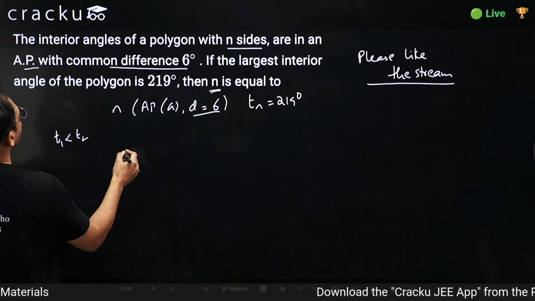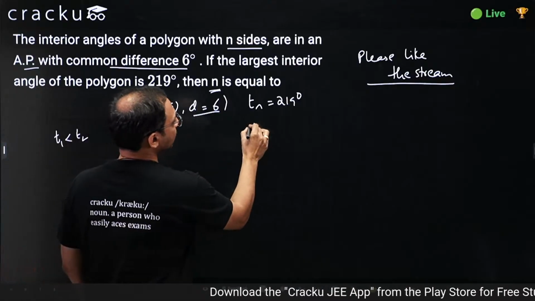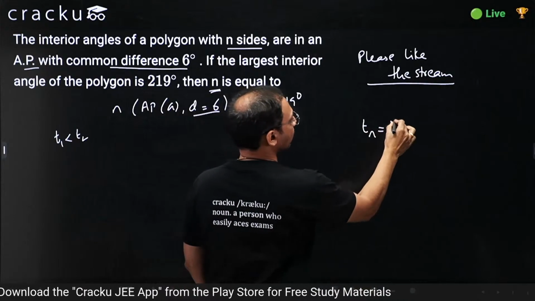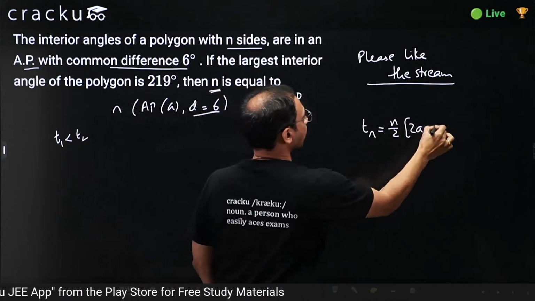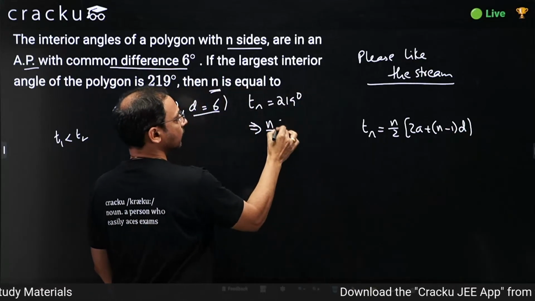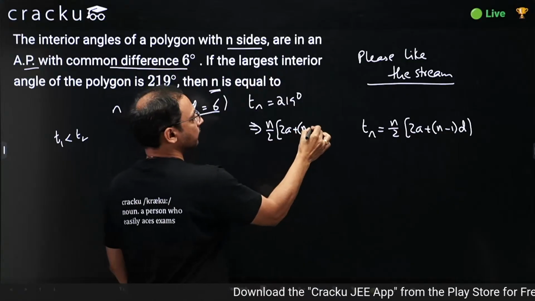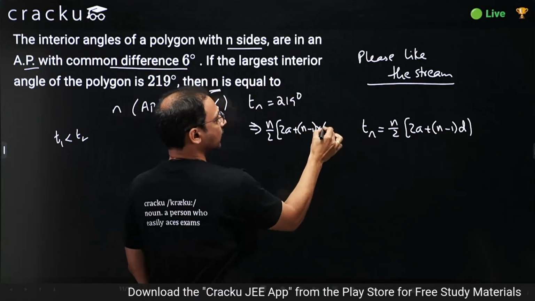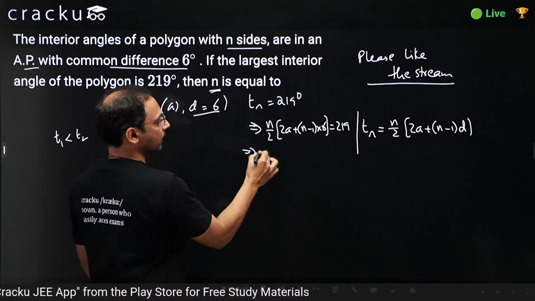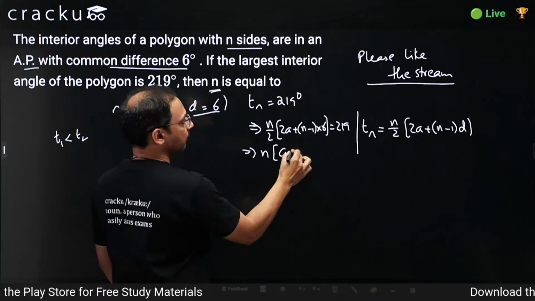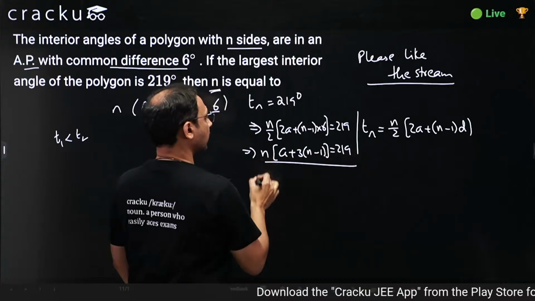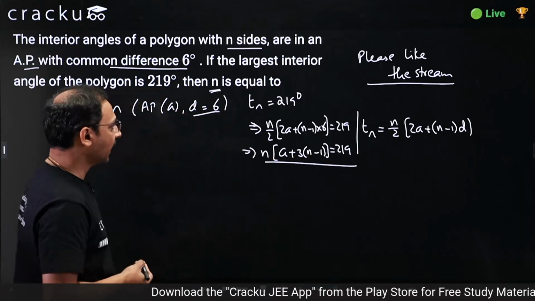So here we have two conditions. The nth term formula we can use, our general term formula, a plus n minus 1 into d, and I'll equate it to 219. Here d is 6, so I'll put 6 here. There is a slight cancellation of 2 here. I see a 2 common factor. So I'll get a plus 3 into n minus 1 is equal to 219. So there is one relation between a and n.